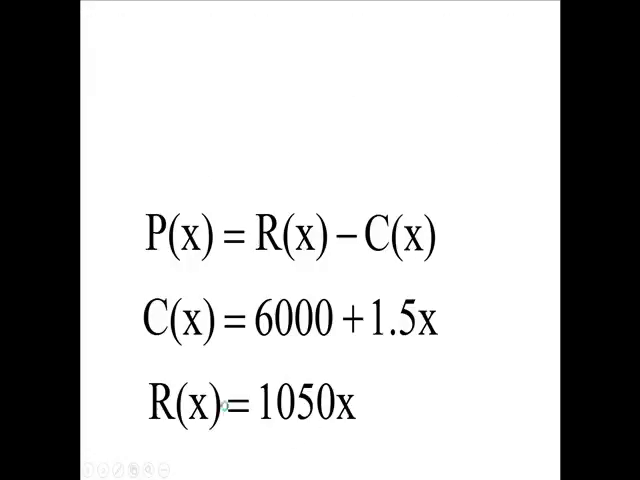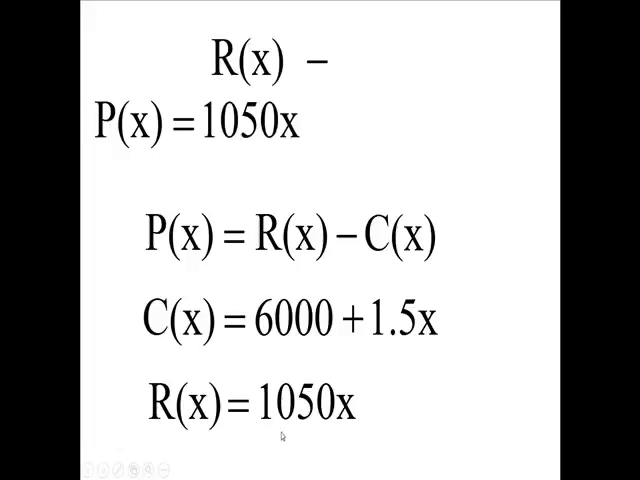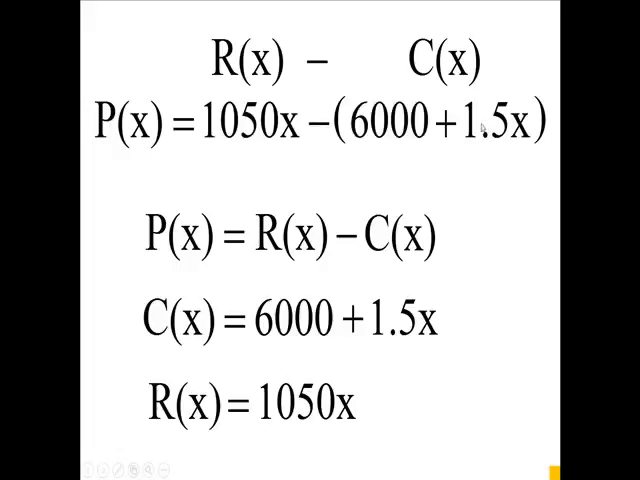And if you're going to talk about the profit now, you're going to take what? R of X, which is this, minus the C of X. And C of X has to do with the fixed and the variable cost, and you add them together. So this is your profit function. Now, a little bit later, I'm actually going to take 1,050x minus 1.5x. Let's just stop right here on this one. Okay, that's your profit function.